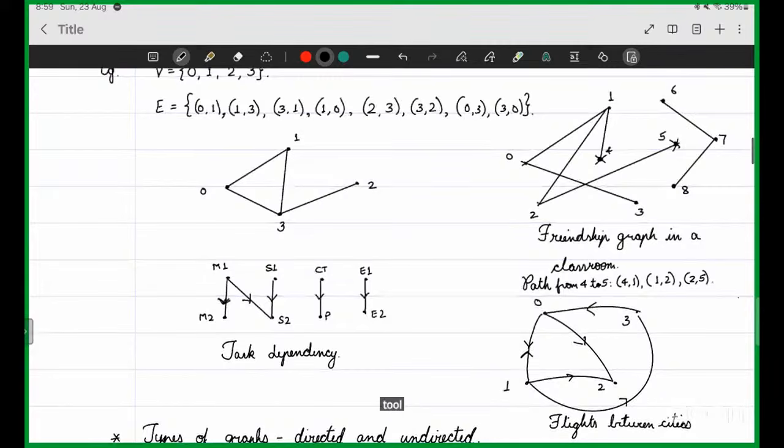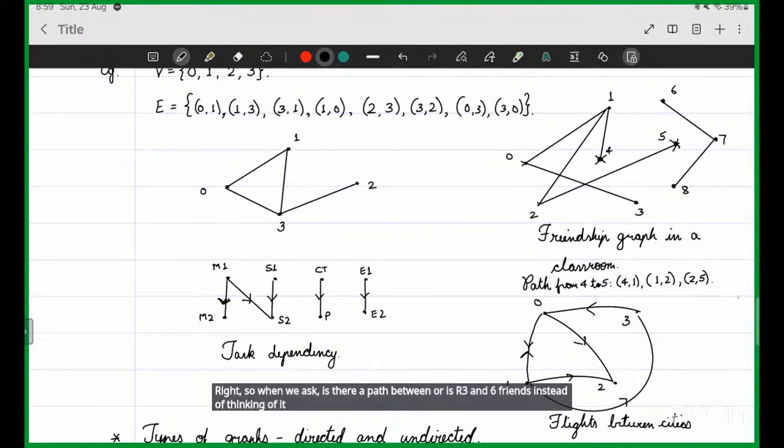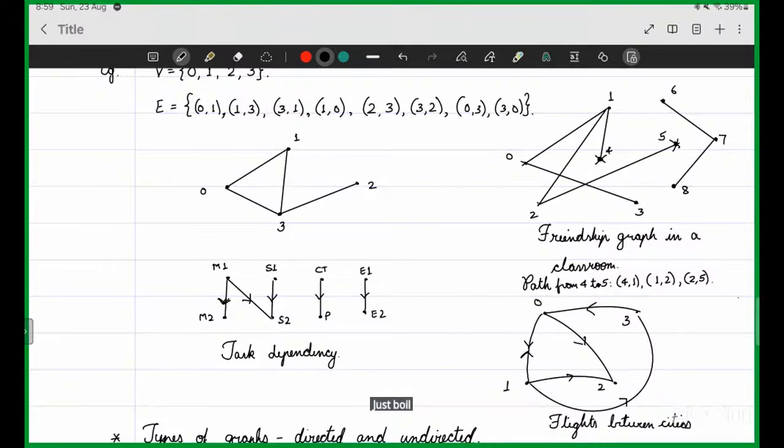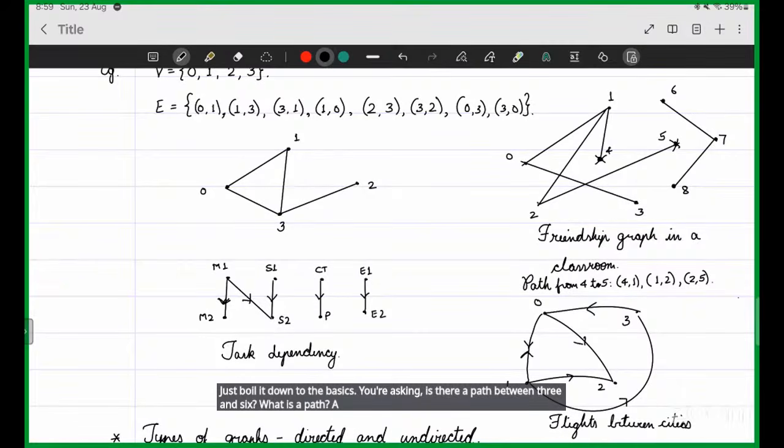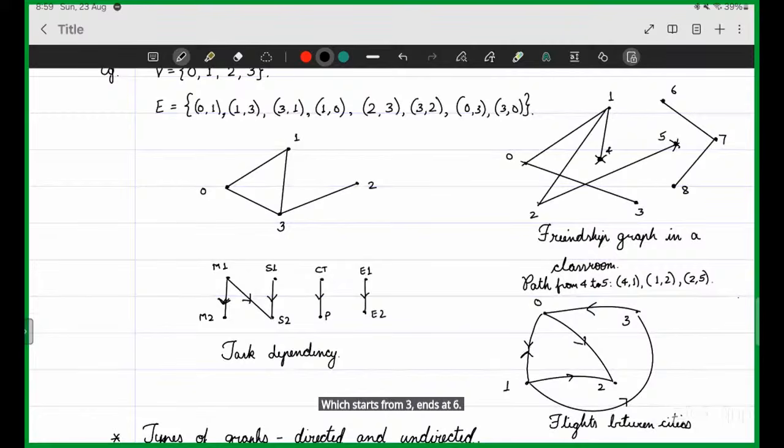If you have a fluency between translating from abstraction to visual things, then that will be a very good tool to have, right? So when we ask, is there a path between 3 and 6, instead of thinking of it as a two-dimensional or three-dimensional thing, just boil it down to the basics. What is a path? A path is a sequence of edges which starts from 3 and ends at 6. Is there a sequence? We clearly see that there is not. To prove it is a different thing, but at least when you see it, you can see it, right?